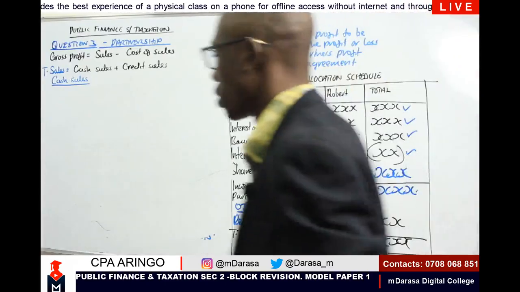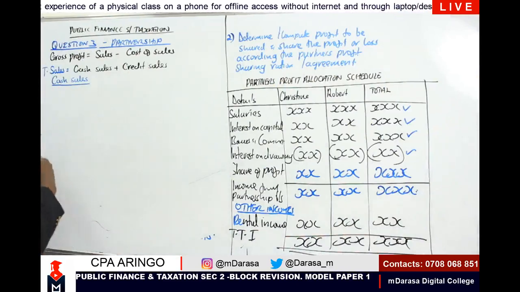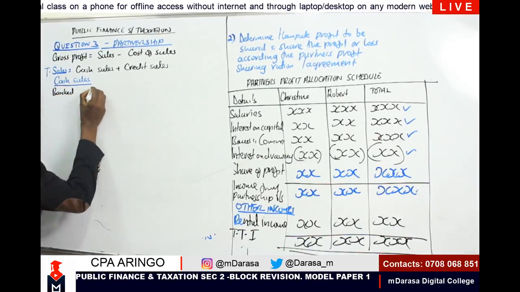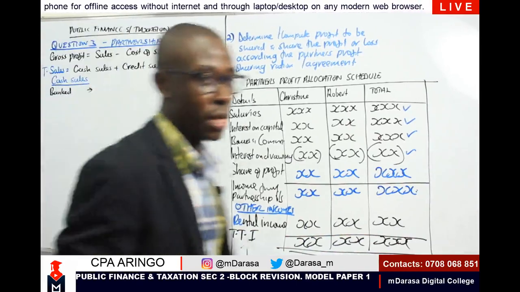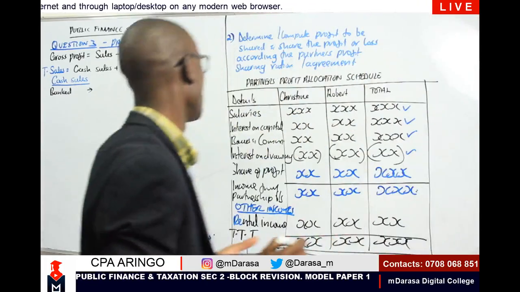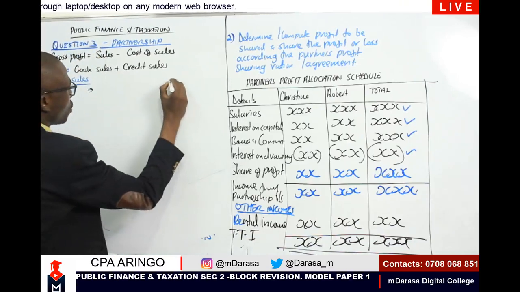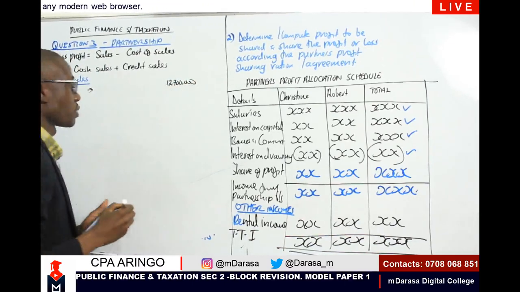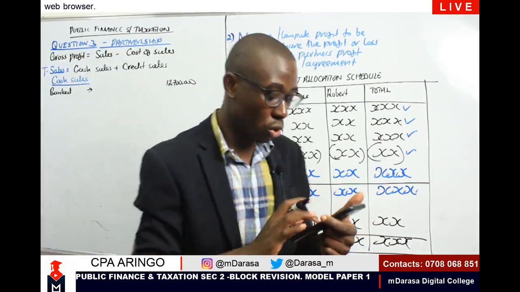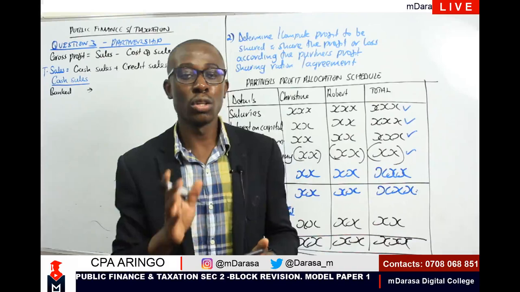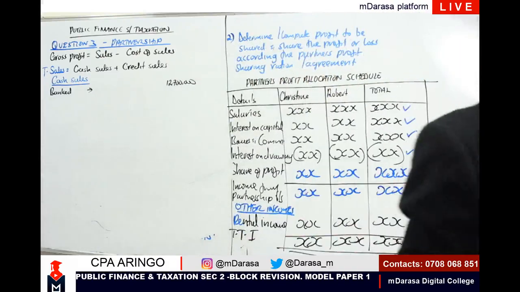Amongst our cash sales, we have the banked cash sales. You can clearly see I was given a figure of 12,700,000. But I want us to go to note number one, my good students. Additional information note one.